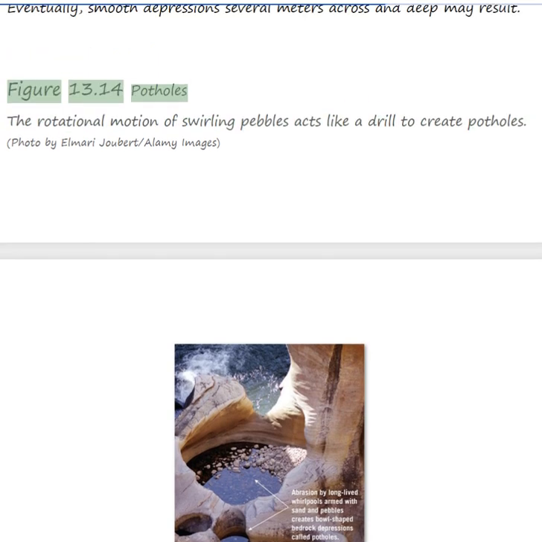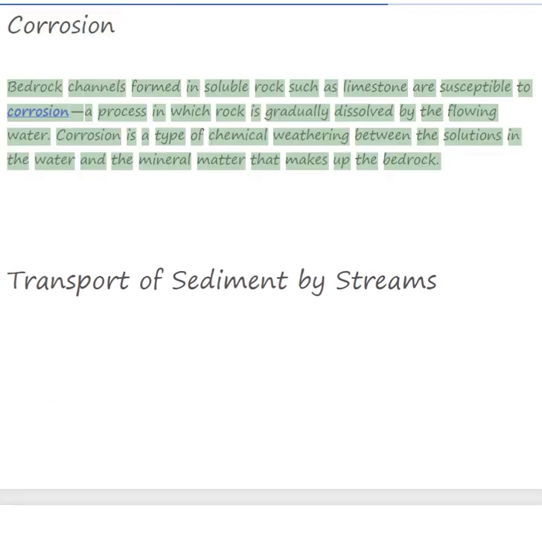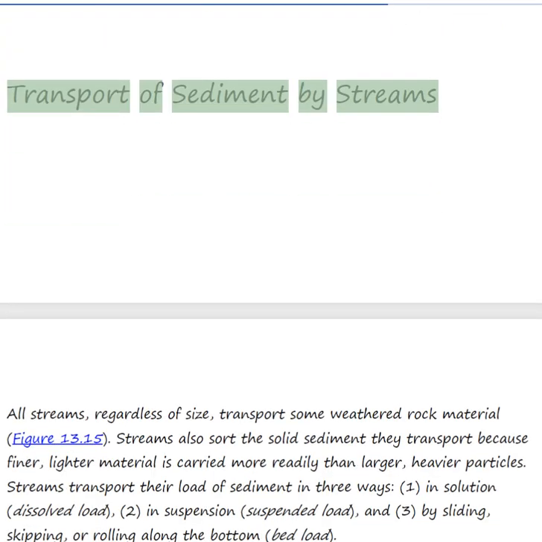Figure 13.14 Potholes. Corrosion. Bedrock channels formed in soluble rock such as limestone are susceptible to corrosion, a process in which rock is gradually dissolved by the flowing water. Corrosion is a type of chemical weathering between the solutions in the water and the mineral matter that makes up the bedrock. Transport of sediment by streams.